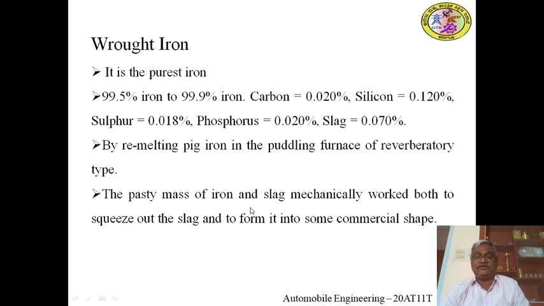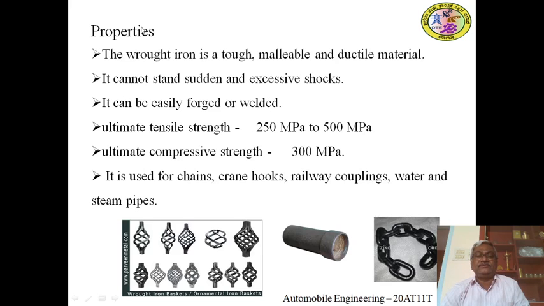The pasty mass of iron and slag is mechanically worked by using mechanical hammers. The pasty mass is squeezed and then the slag is squeezed out. We are going to get pure iron in the required commercial shape. The properties of wrought iron: it is a tough, malleable and ductile material.